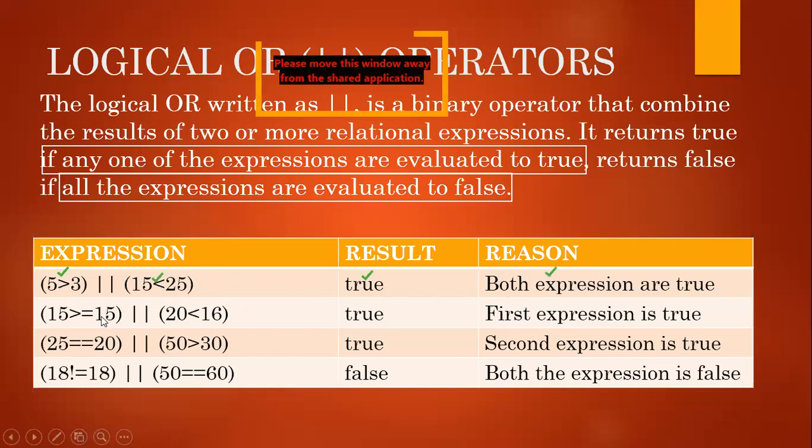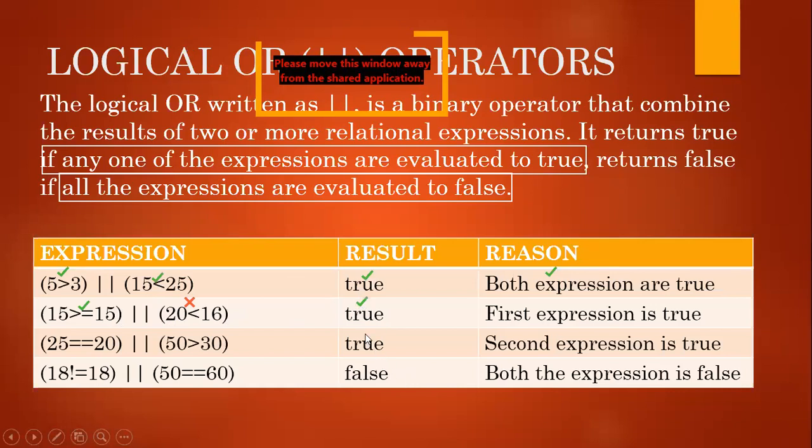But let's look at the second one. 15 is greater than or equal to 15? Yes. 15 is not greater than 15, but 15 is equal to 15. So this results in true. And the next one, 20 is less than 16? No, this is false. So one is true and one is false. If you recollect, and was giving false. But if you use the or operator, you will find that it results in true.